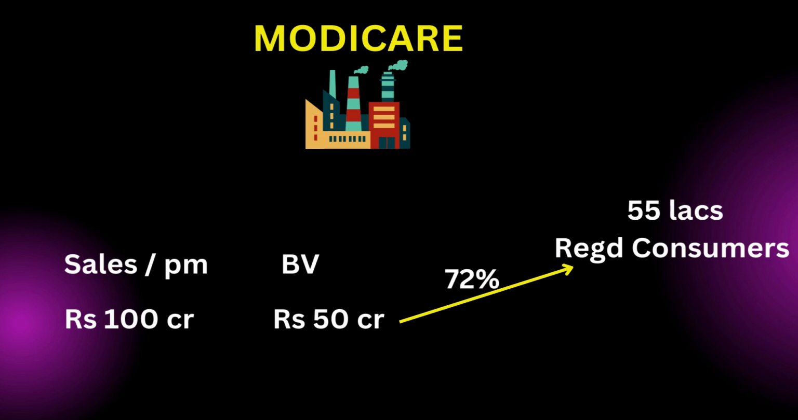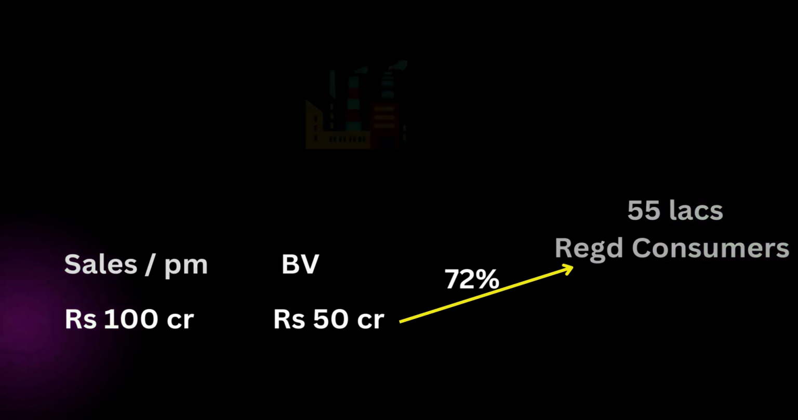Now compare this with any other traditional businesses like Hindustan Lever or other companies which have 100 crore sales per month. That amount is not shared with anybody. It is shared by the middlemen and the film actors. Whereas in Modicare, around 72% of the business volume is given back to the field of registered consumers, which at present is 55 lakhs and growing.